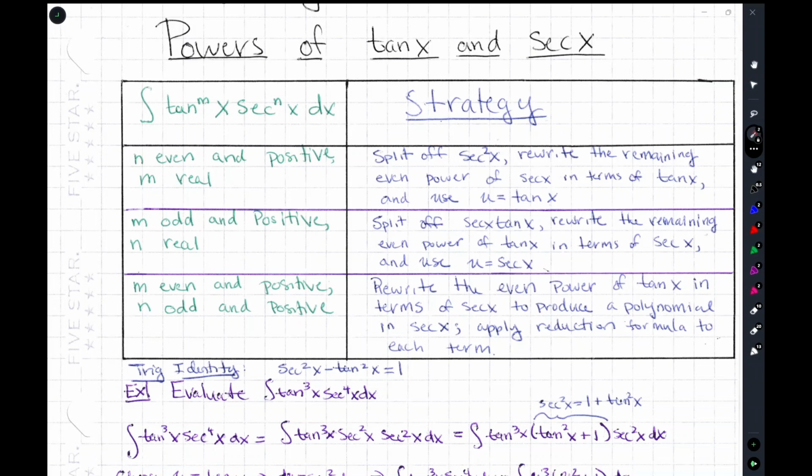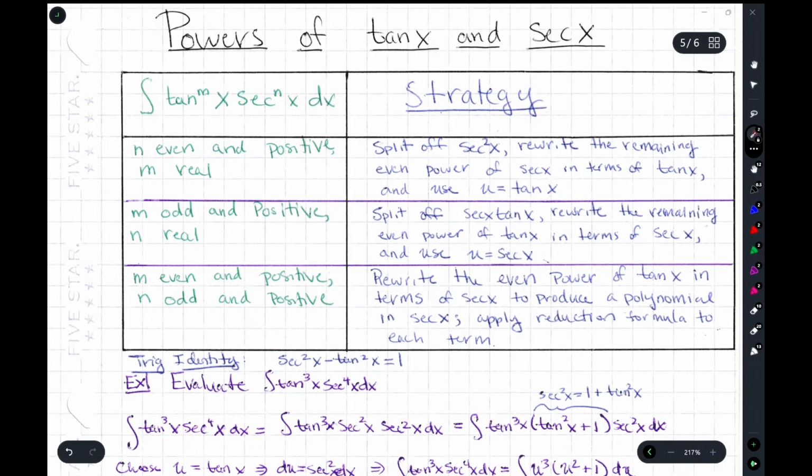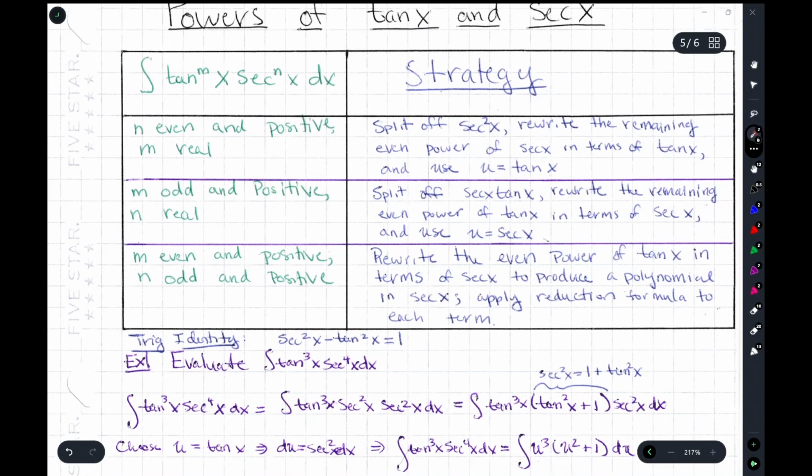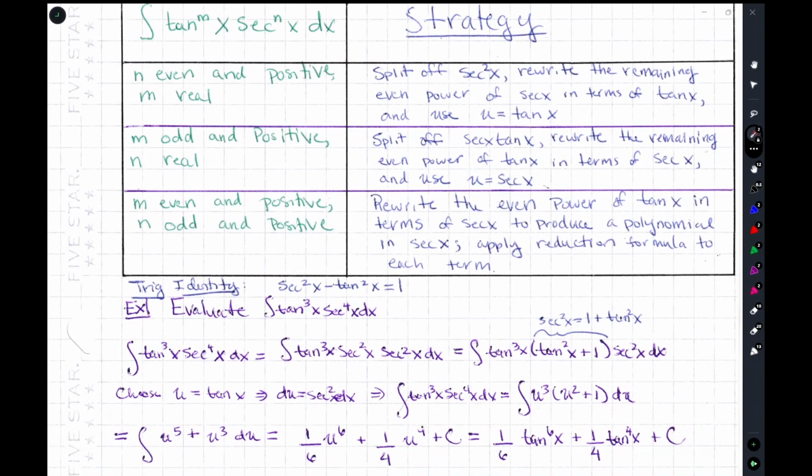So let's start with the n even and positive strategy and split off a secant squared x. So what we'll do here, we have a secant to the fourth. We're going to split off a secant squared x, and we have this term remaining over here. We're going to rewrite the remaining even power of secant x in terms of tan x. And how do we do that? Well, we use this trig identity. And so we write the remaining even power in terms of tan. So secant squared is 1 plus tan squared x.